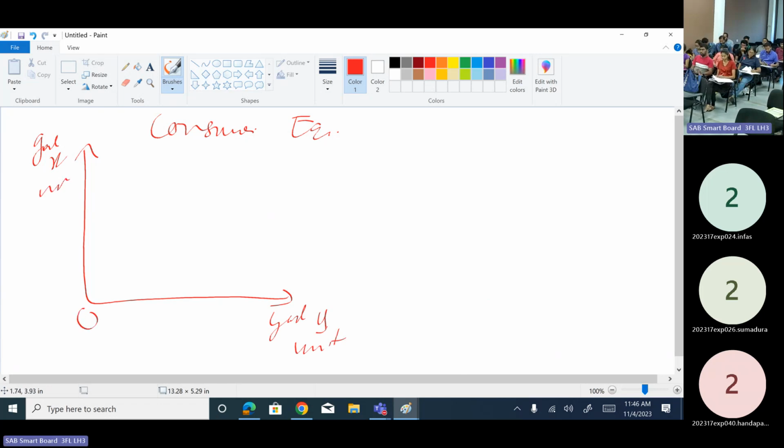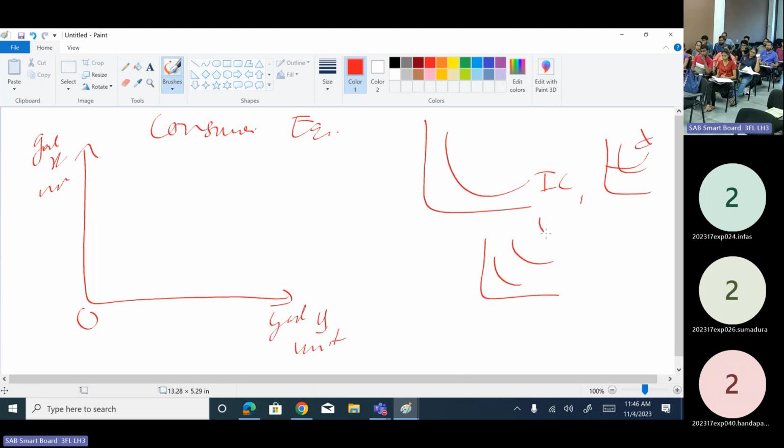Indifference curve will be, I'm not going to draw the equilibrium yet. Indifference curve will be convex to the origin. Remember the characteristic, it's negatively sloped. Two indifference curves will not cut each other. And the indifference curve map will be like this, IC1, IC2, IC3. Further away from the origin where the indifference curve is laid, higher will be the satisfaction.